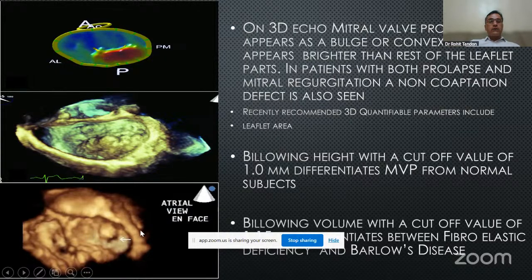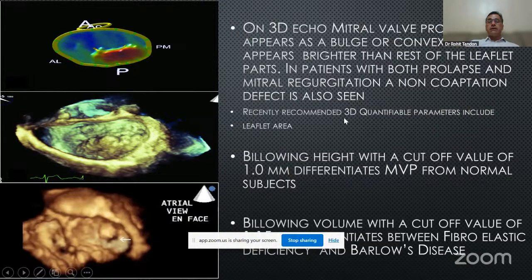Look at it, because it is closer to the probe and prolapsing towards the left atrium, and there may be an associated coaptation defect, as seen here by the arrow. There is a coaptation defect. So 3D is actually a surgical view of the left atrium and the mitral valve.